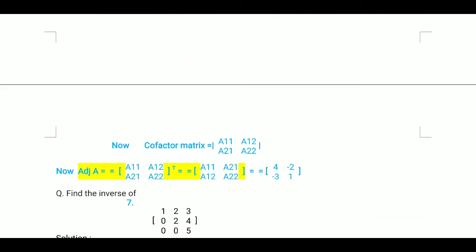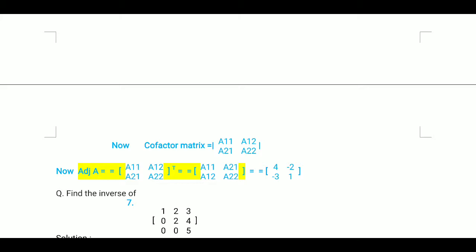Now you found the cofactor matrix. The cofactor matrix is A11, A12, A21, A22. So if you find the adjoint of the matrix, the adjoint is obtained by transposing the cofactor matrix. So the cofactor matrix is transposed, then we get A11, A21, A12, A22. So replace the values.